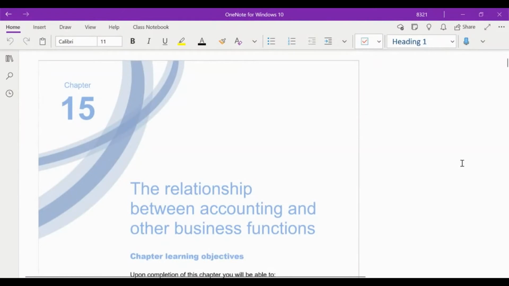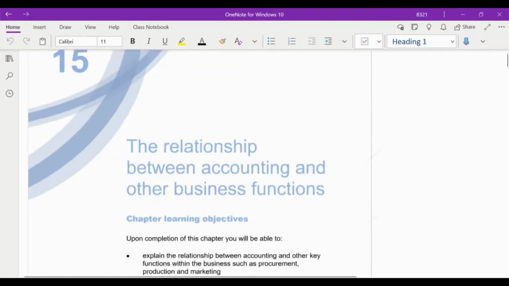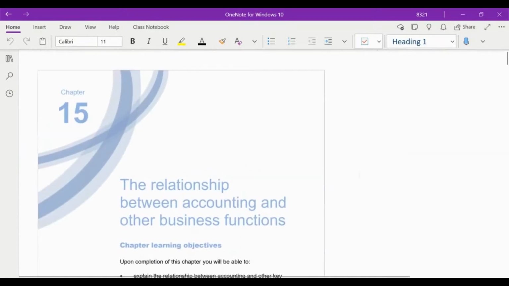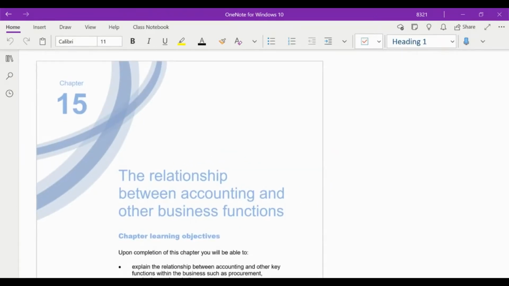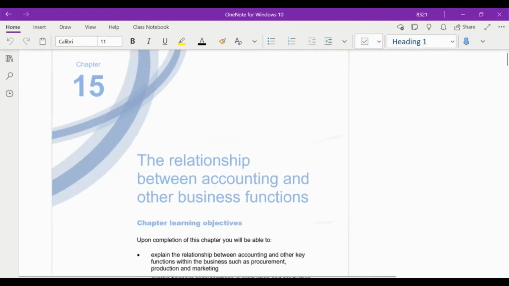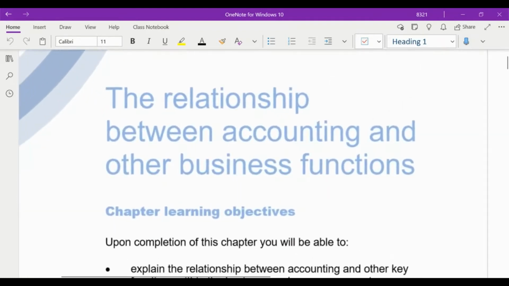So this chapter number 15 forms part of unit number 3, and this is a very important chapter from your knowledge point of view, not necessarily from examination point of view, because it is a very small and basic chapter. But this can help you a lot if you're planning your own business, or if you want to understand the business processes in detail. So the chapter's name is Relationship Between Accounting and Other Business Functions.